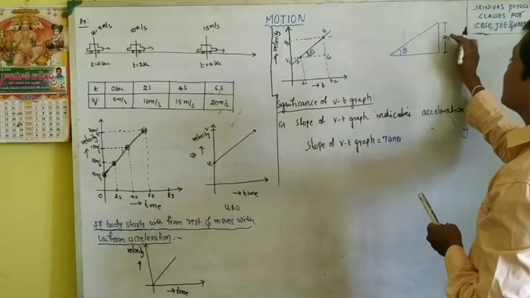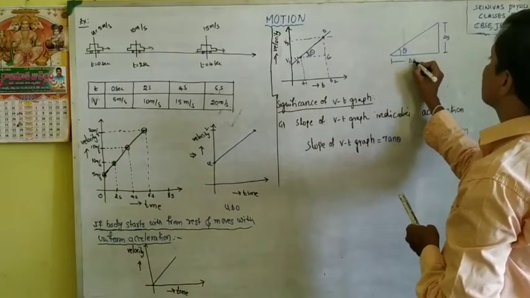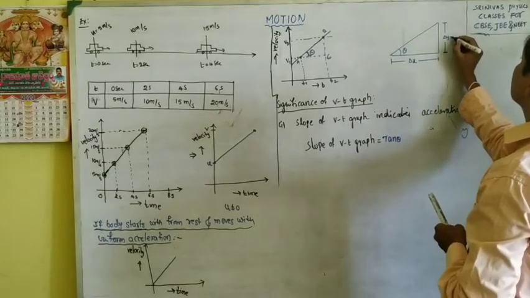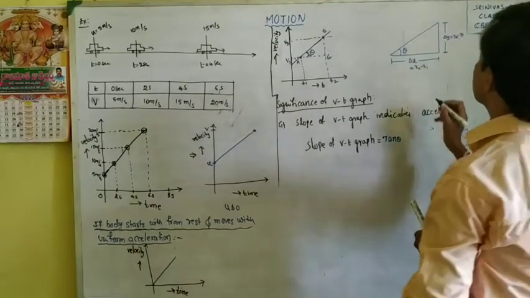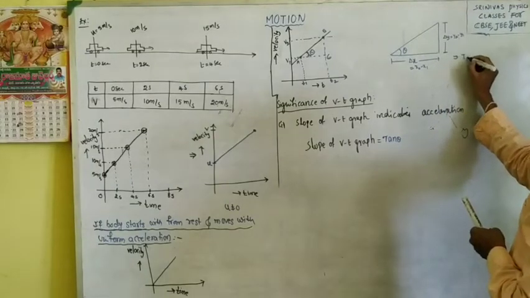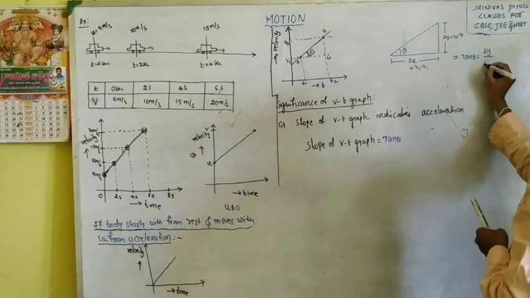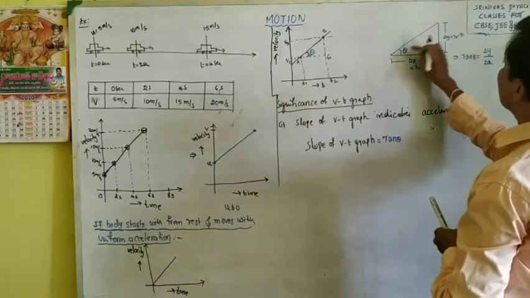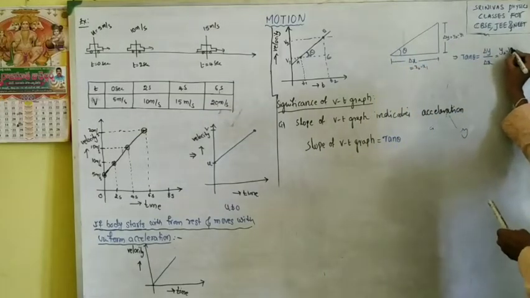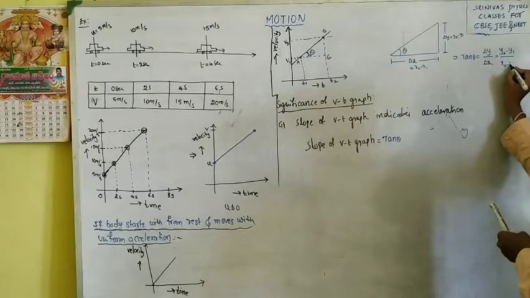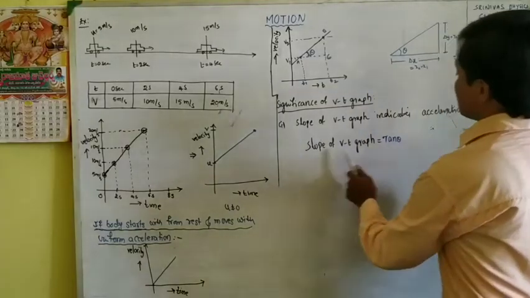Delta y means the difference in y coordinate, y2 minus y1. Delta x means x2 minus x1, the difference in x coordinate. Then tan theta is equal to opposite side by adjacent side, right? The opposite side to theta is delta y, the adjacent side is delta x. Then we get y2 minus y1 by x2 minus x1. This is the formula, right? And slope, one formula is tan theta.